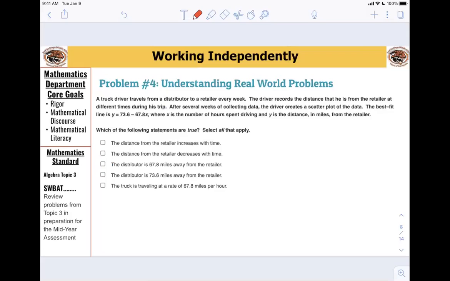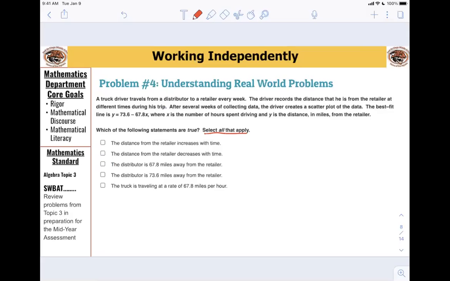All right. A truck driver travels from a distributor to a retailer every week. The driver records the distance that he is from the retailer at different times during his trip. After several weeks of collecting data, the driver creates a scatter plot of the data. The best fit line is y equals 73.6 minus 67.8x, where x is the number of hours spent driving and y is the distance in miles from the retailer. Which of the following statements is true? Select all that apply.